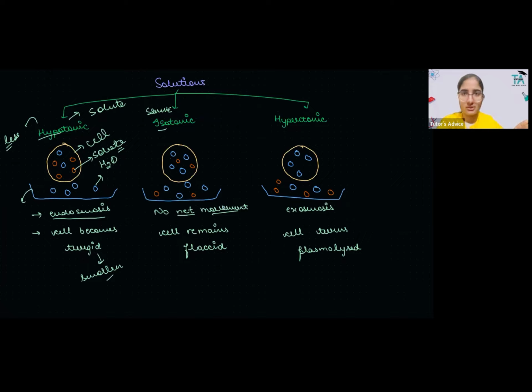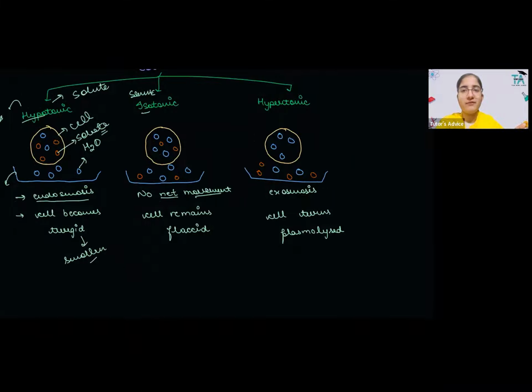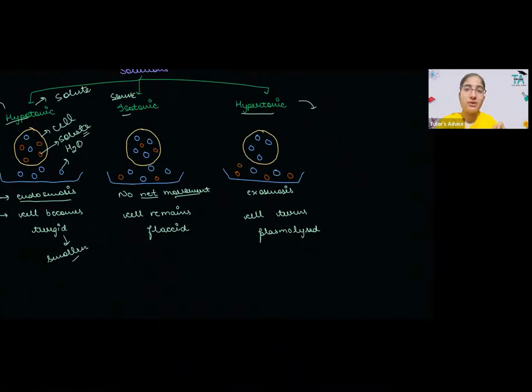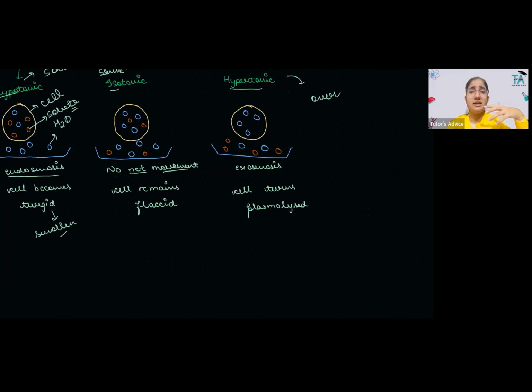No endosmosis, no exosmosis. Then we have the last type of solution, which is hypertonic, in which hyper means over, and tonic again means tonicity, which is solute. So it will have more solute than the cell. If a solution has more solute than the cell, think about it, what is going to happen? The water from the cell has to move from a region of higher concentration to lower concentration, so it will be moving outside the cell now. When it moves outside, exosmosis will take place and the cell will become plasmolysed.